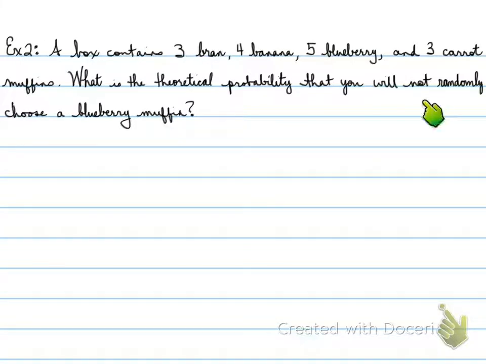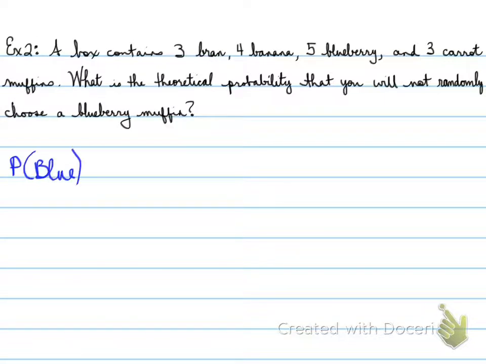Notice the word not. That's very important to note. So, we will not choose a blueberry muffin. Well, you can either calculate what is remaining, so the complement, or you could use the fact that the chances of choosing a blueberry muffin, subtracted from 1, give the complement, which is what it's asking for.